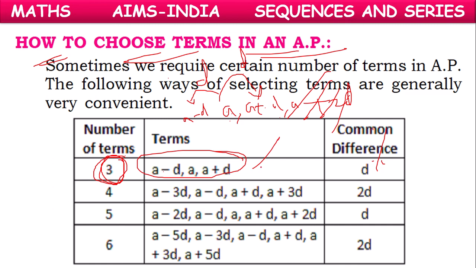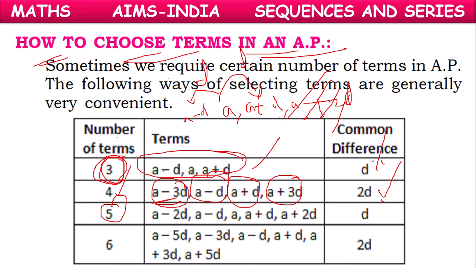Why we are taking it like that is for calculation purposes. If we want to take 4 terms, we can take A minus 3D, A minus D, A plus D, A plus 3D. So that all the D's get cancelled and only A's remain if we add them. So here the common difference is 2D.